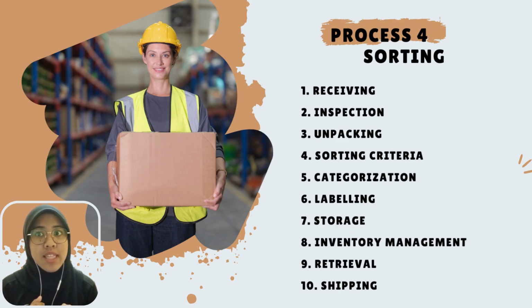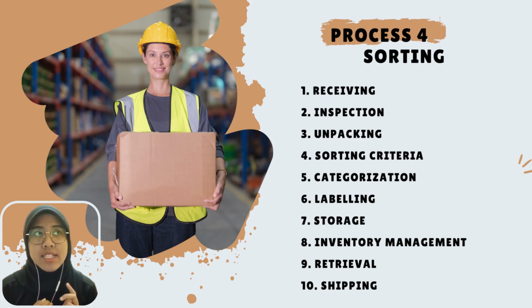In this process, there are 10 steps in how it works, which are receiving, inspection, unpacking, sorting criteria, categorization, labeling, storage, inventory management, retrieval, and shipping. For the sorting criteria, we must know the product type. This is because goods are sorted based on their specific product category, such as clothing and electronics.